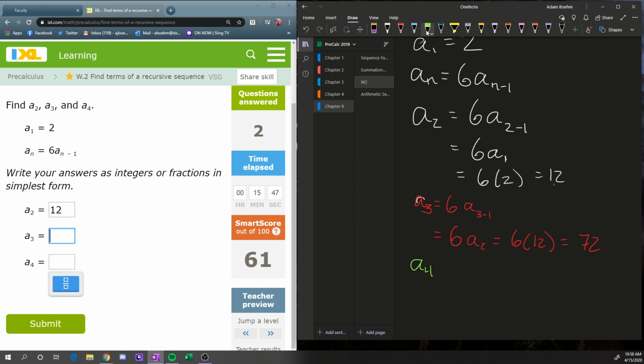How did you get 6 times 12? Okay. So A3, the third term, is 6 times the term before it. So that's 6 times A2. A2, the second term, is 12. So it's 6 times 12. That's 72.